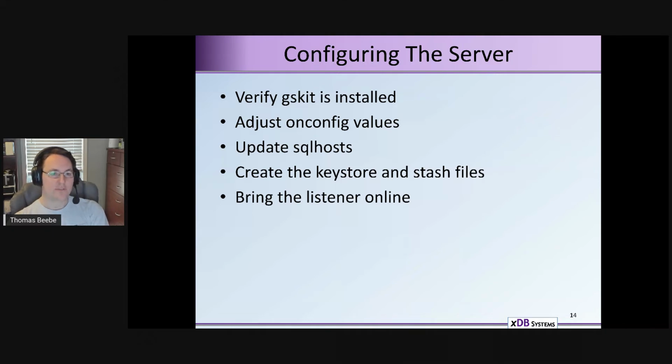So the first thing is we may need to make sure GSKit is installed. If you've done something like just copied your Informix from another system to that one, you need to manually install GSKit. It comes bundled in the Informix directory, so you can find the files under the GSKit subdirectory if you need to install it manually. Hopefully, you'll have everything installed properly and it'll be there already. You adjust your onconfig values, we update sqlhosts, we create the key store, and then we bring it all online.